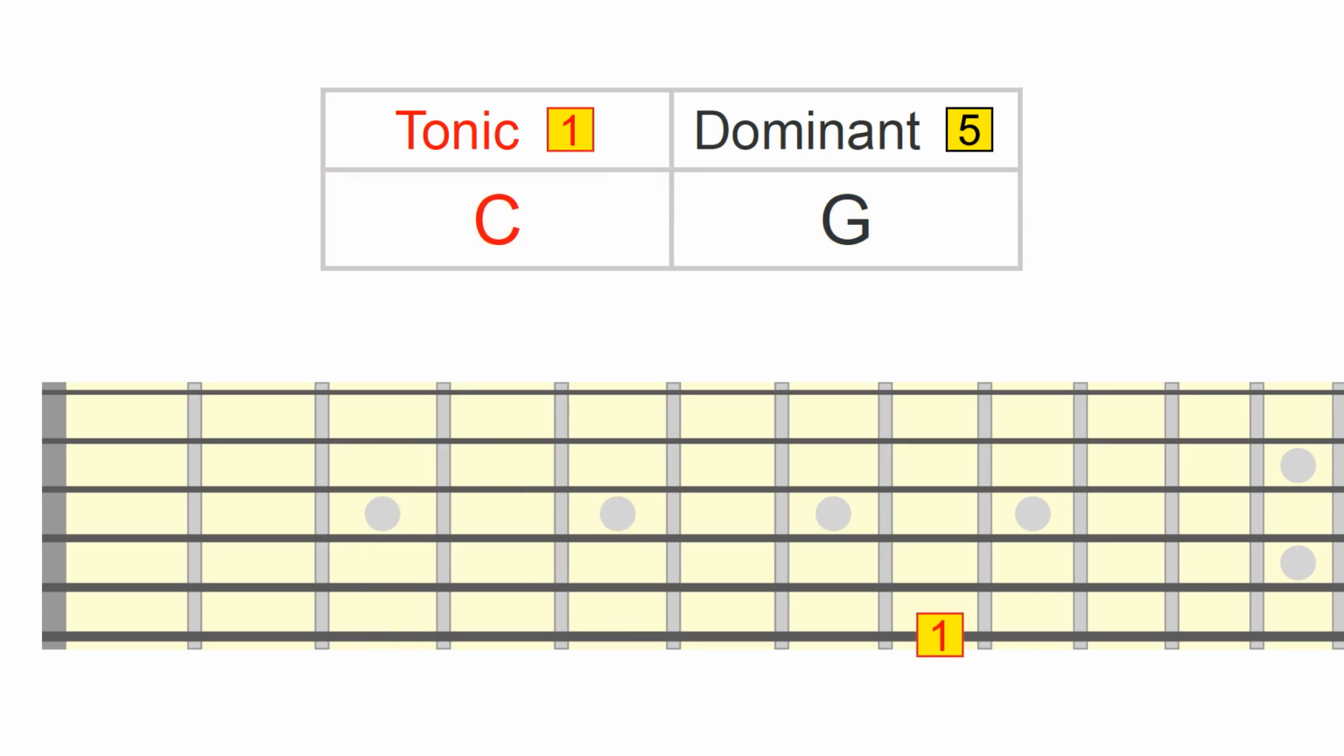Or we might find the root of C on the 6th string at the 8th fret. In relation to this position, the dominant root would lie 2 frets up on the 5th string. We can of course apply this tonic-dominant root relationship to any key. Familiarize yourself with the sound of this relationship as it occurs frequently in music.